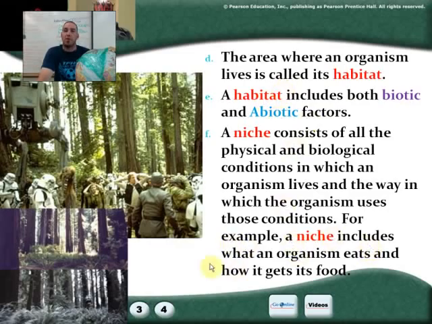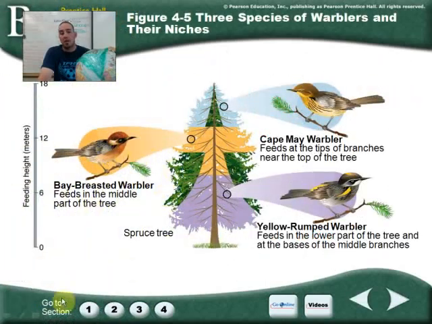So how do I get my food? How do I get my water? How do I get my nutrients? How do I get rid of all my waste? That would be what a niche is. So it's the interaction between the abiotic and biotic factors that lives in a specific environment. Please note that two creatures cannot occupy the same niche.